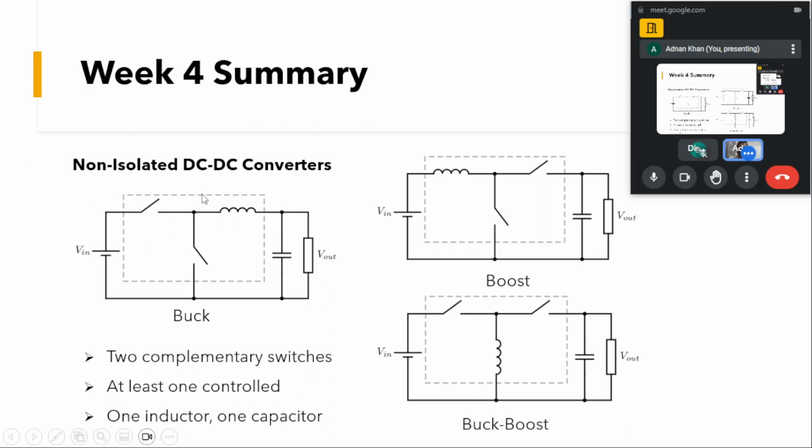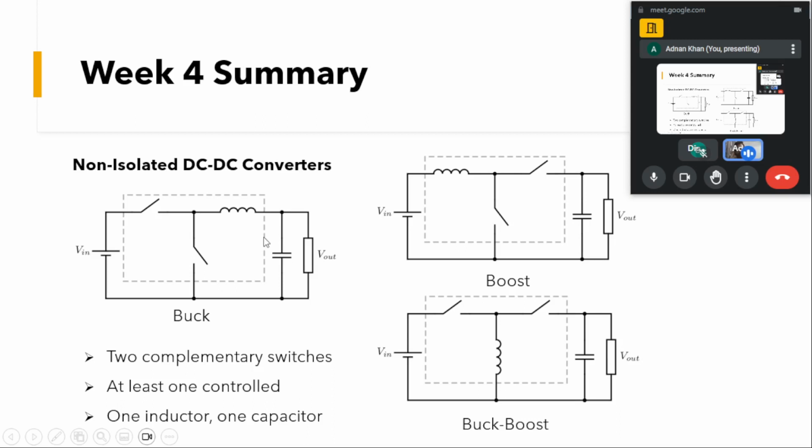Here in the buck converter, the switching circuit is such that we can achieve a buck operation at the output. Similar to this, in the boost we have a switching circuit in a way that we are able to have the boost operation at the output. And in a similar way, we have a switching network in the buck-boost converter, by which we are able to have both buck as well as boost operation at the output.